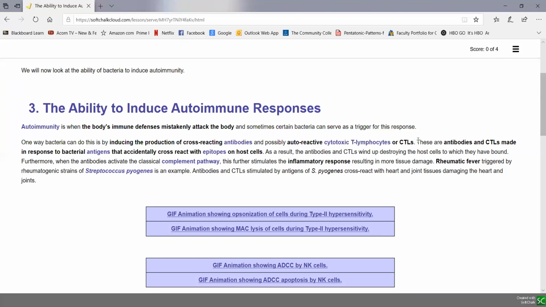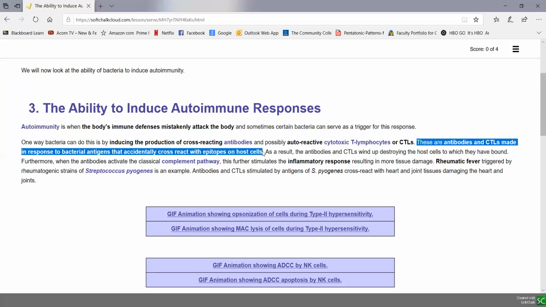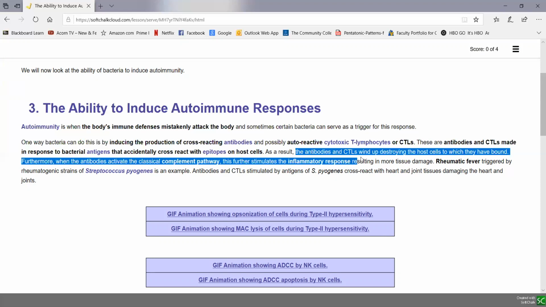And these antibodies and cytotoxic T lymphocytes made in response to bacterial antigens in some individuals accidentally cross-react with epitopes on our own cells. And so the antibodies and or the cytotoxic T lymphocytes wind up destroying healthy host cells to which they bound by mistake.